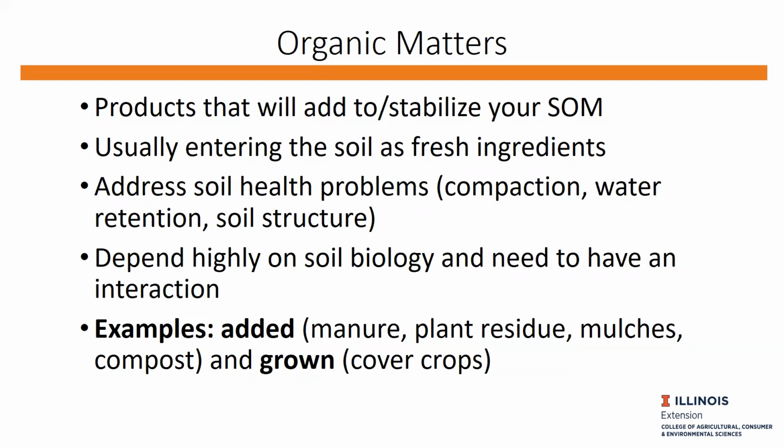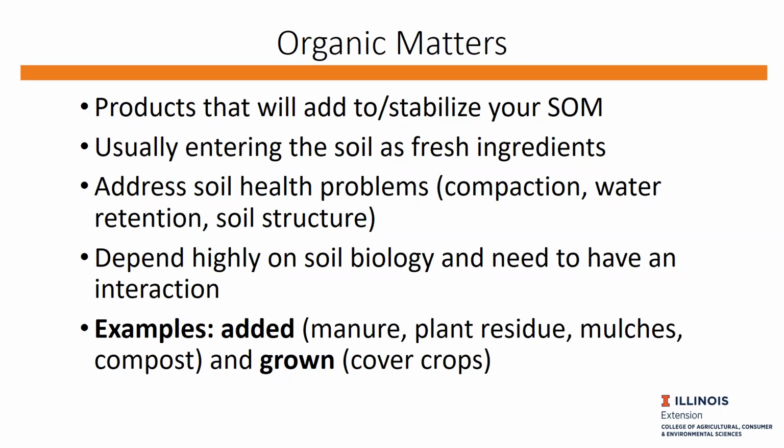It's got to be broken down and decomposed by our soil biology. It addresses soil health problems, like I've shared with you: compaction, water retention, soil structure. Typically, when we have a grower that we're working with that has one of these health problems, we tend to recommend an organic matter as the best recommendation for addressing this. Organic matters depend highly on soil biology, and they need to have some kind of interaction. We'll talk more about this as we go along today.